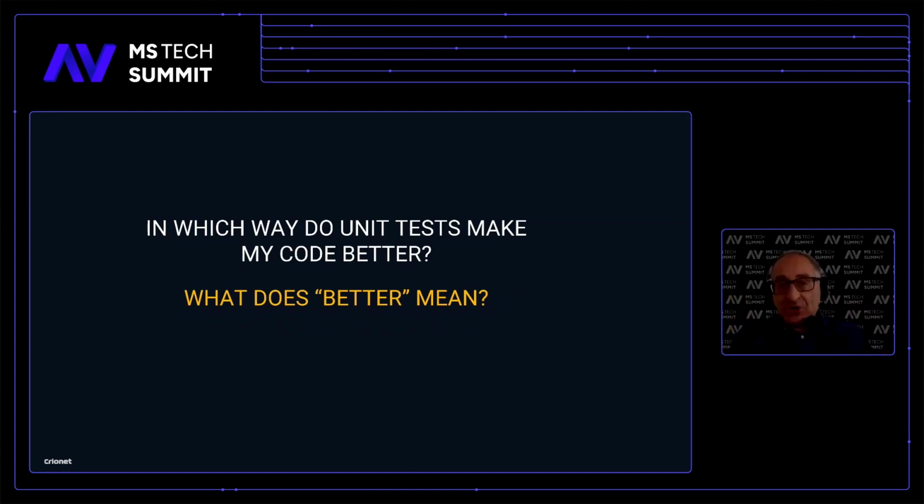Now, let's try to approach the theme and the role of unit tests using a more scientific approach. In which way do unit tests make my code better? And what does "better" mean?